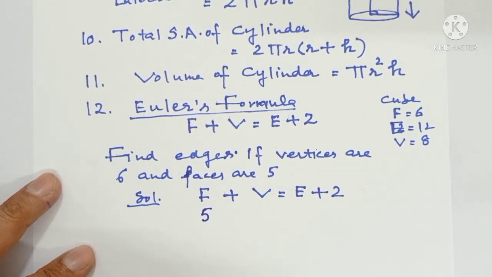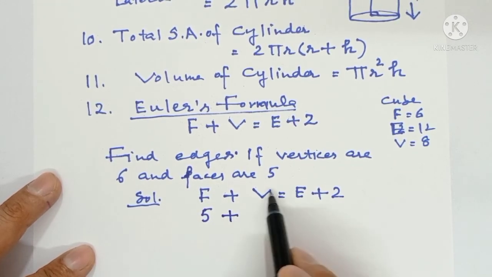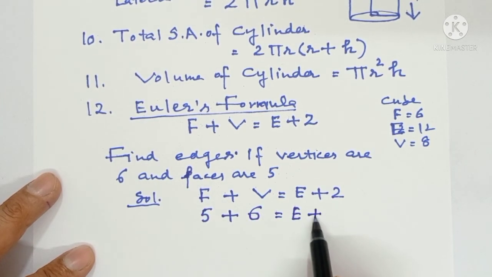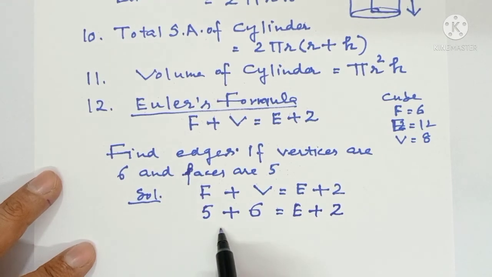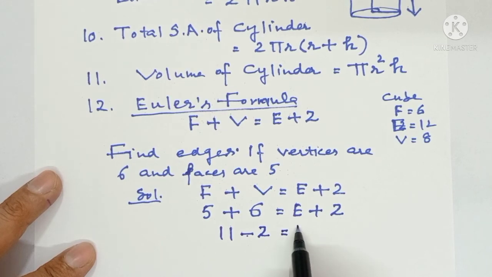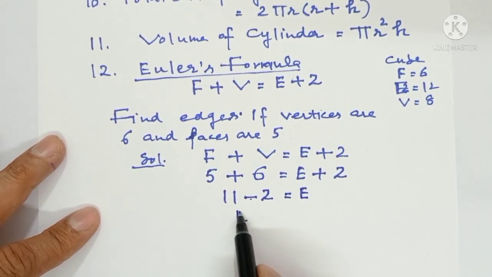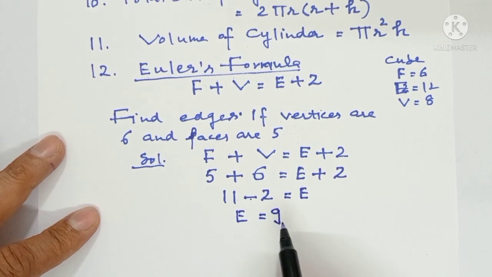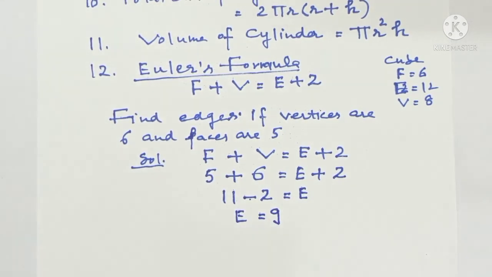So in faces put 5, in vertices put 6, and it is equal to e plus 2. So 5 plus 6 is 11, minus 2 is equal to e. So edges will be 9. So by using Euler's formula, if faces and vertices are given, you can find edges. If edges and vertices are given, you can find faces. So you must know Euler's formula, right?